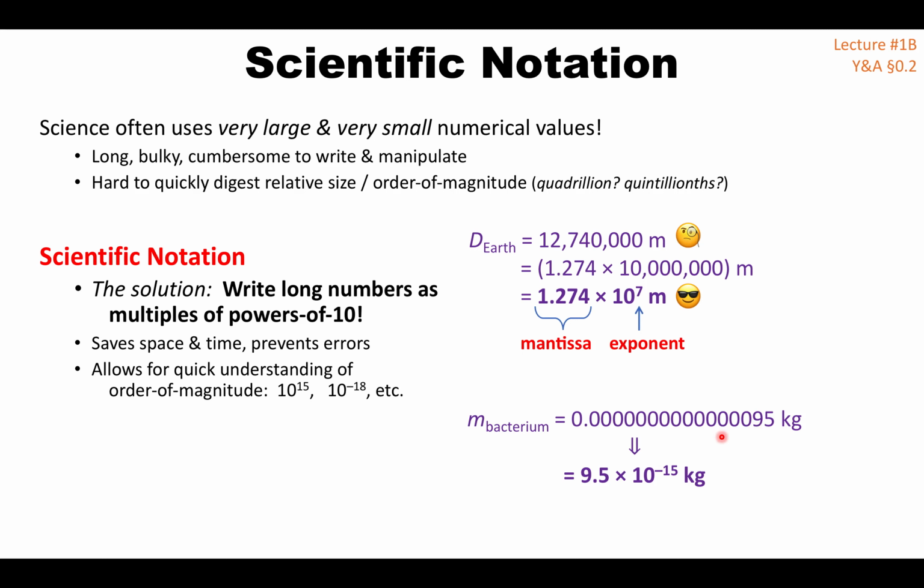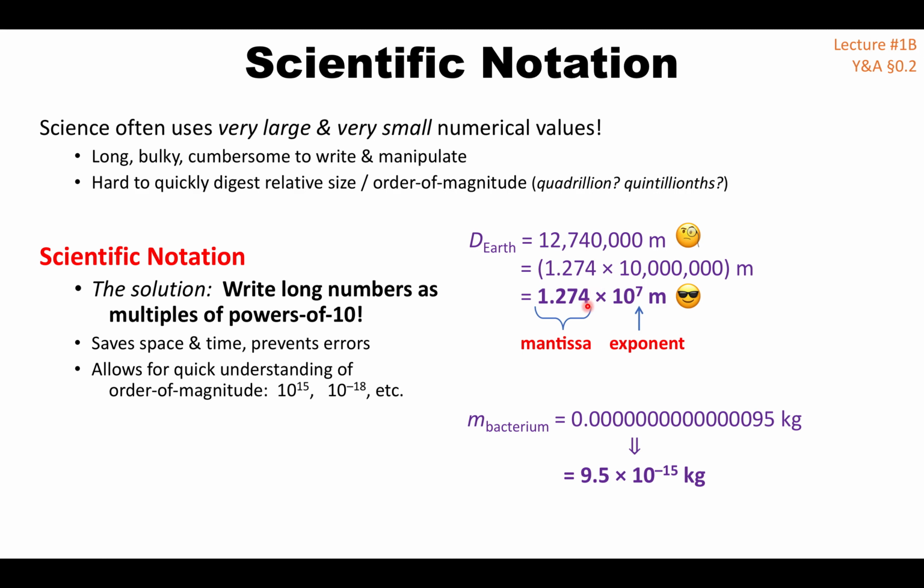However, there's a solution to all of this, and that is scientific notation. Scientific notation is just a fancy way of saying: take a number that is very big or very small and write it out as a multiple of a number between basically 1 and 10 times some power of 10. Now we take that power of 10 and write it in a nice compact exponential notation.